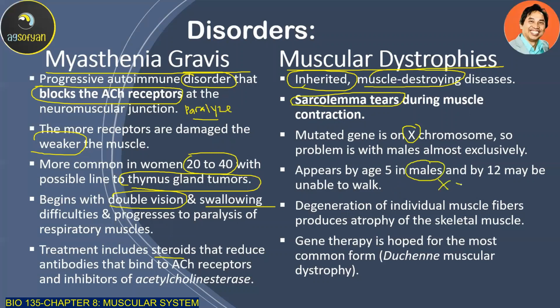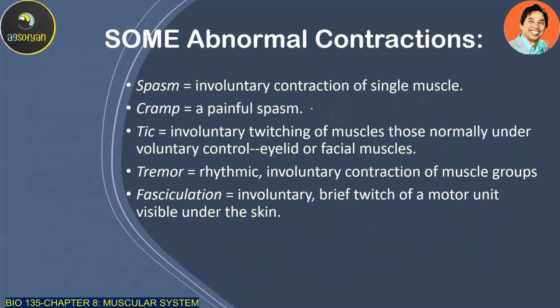So male is XY. If this X chromosome carries the muscular dystrophy gene, then this male will have that problem. While females have X and X. If one carries the gene, there is still another X that covers this problem. So mostly males will have this muscular dystrophy syndrome.